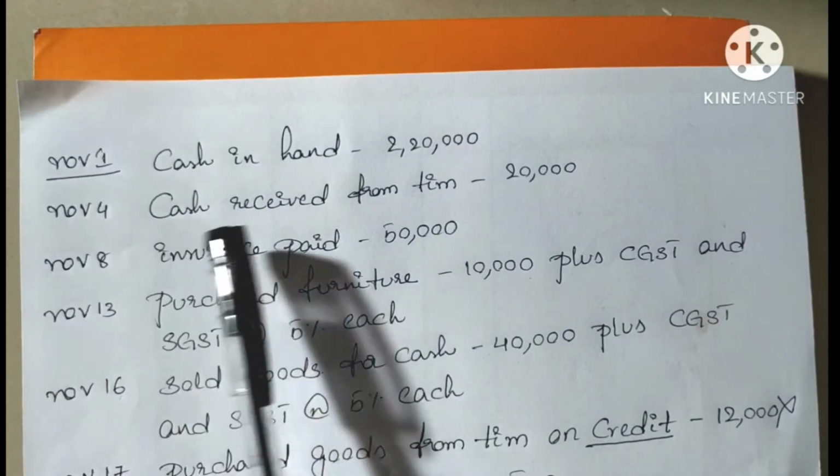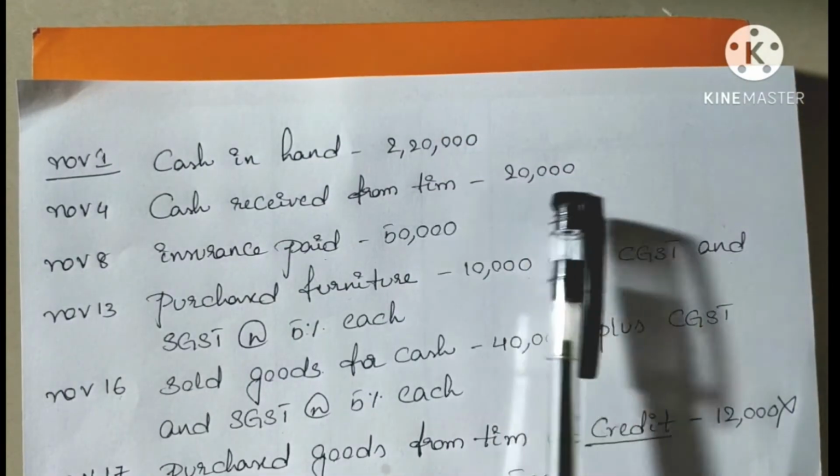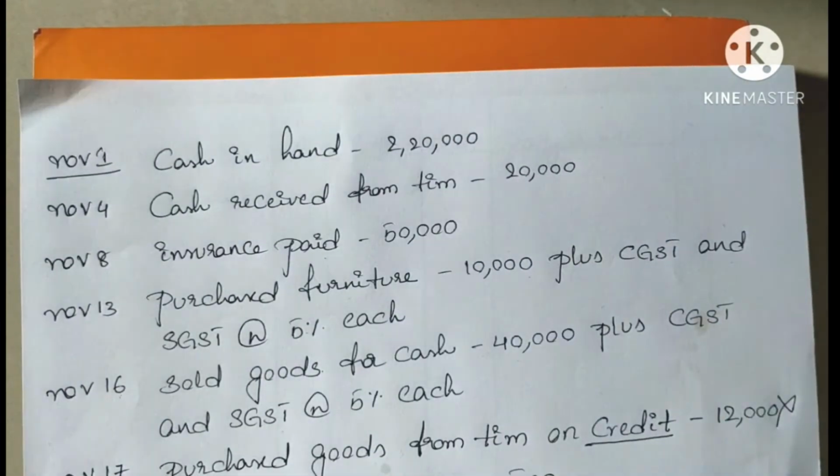cash received from Tim 20,000. Since we have received cash, we can just mention to Tim on the debit side, that is on the receipt side. But if we are confused about the side, like debit side or credit side, then we can write the journal entry first, then we will post it in the cash book.